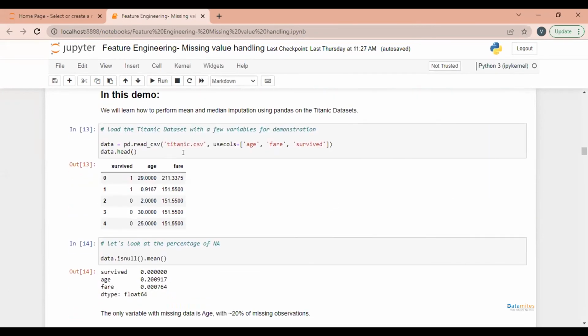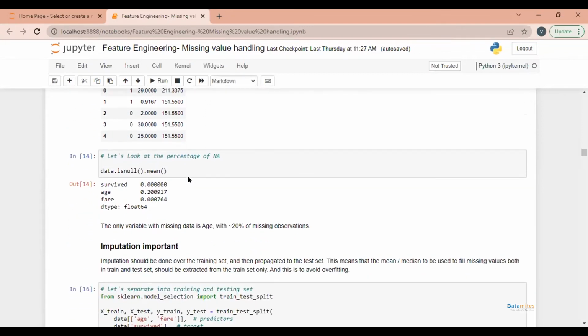So for this, we have used the Titanic dataset. Again, this dataset is readily available on lots of online resources. In this, we have only used three features: the age column, fare, and survived. These three we are going to analyze because they have different percentages of missing values. This is how the dataset with these three columns would look, and this is the percentage of missing values in these three features.